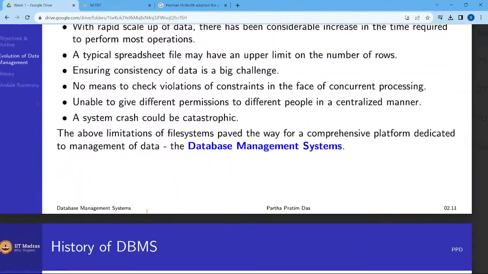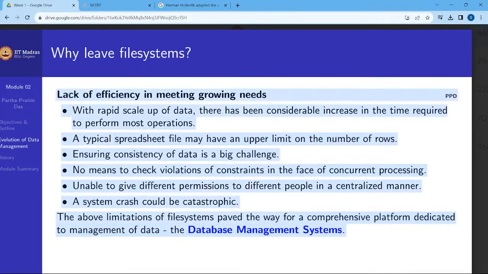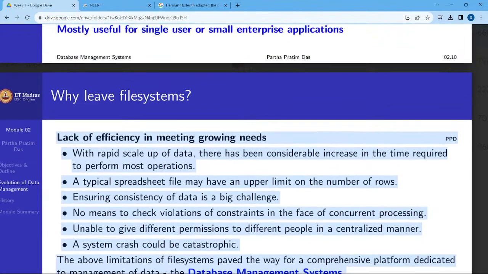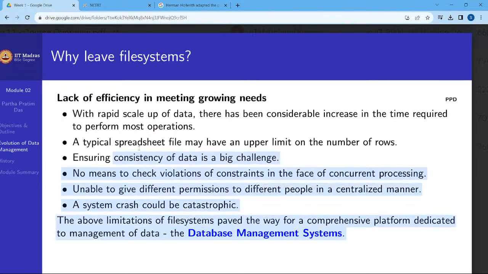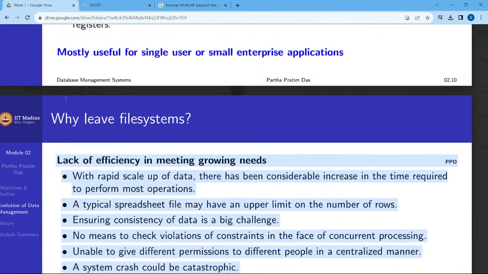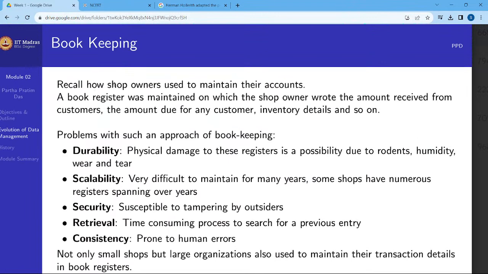This is important. While we cover the file system, they would continuously emphasize leaving the file system as if they are salesmen of DBMS, but it is really important that you understand. I think there was a question in quiz 1 that asked why we left the file system. So, bookkeeping. Shop owners used to maintain their records in a book register, on which the shop owner wrote the amount received from customers, the amount due from any customers, inventory details, and so on.